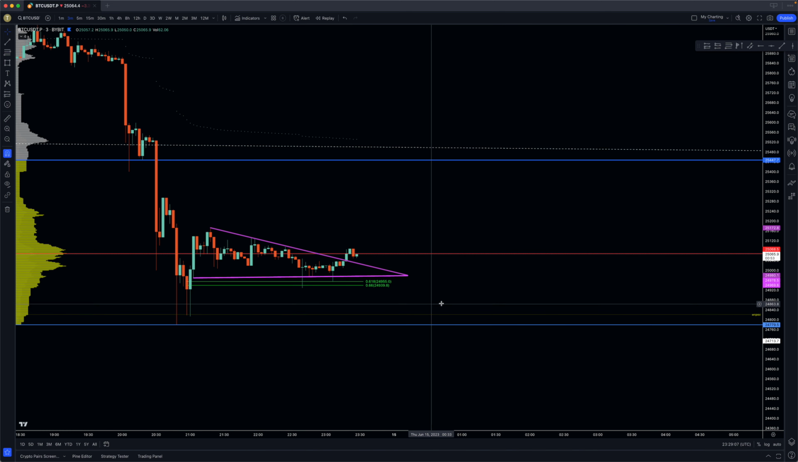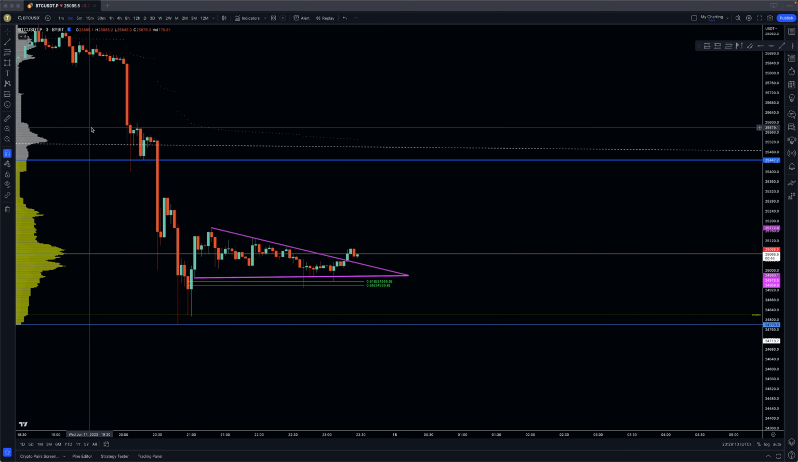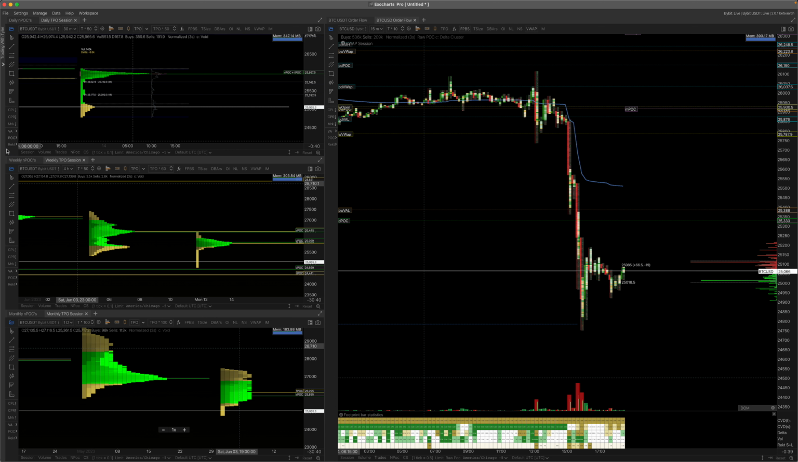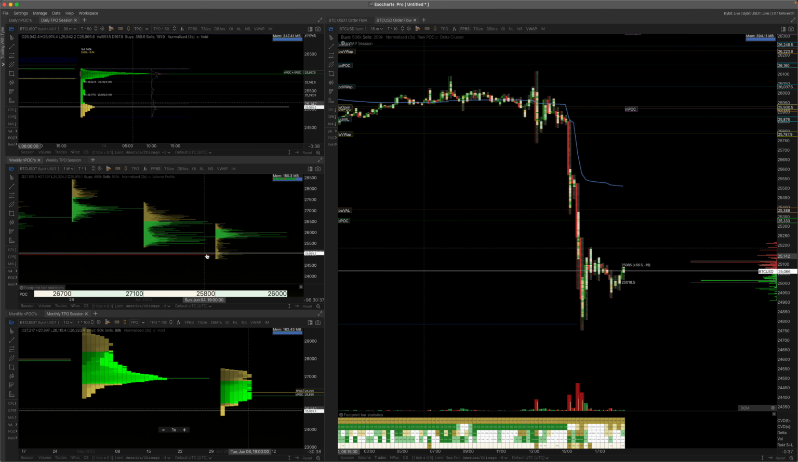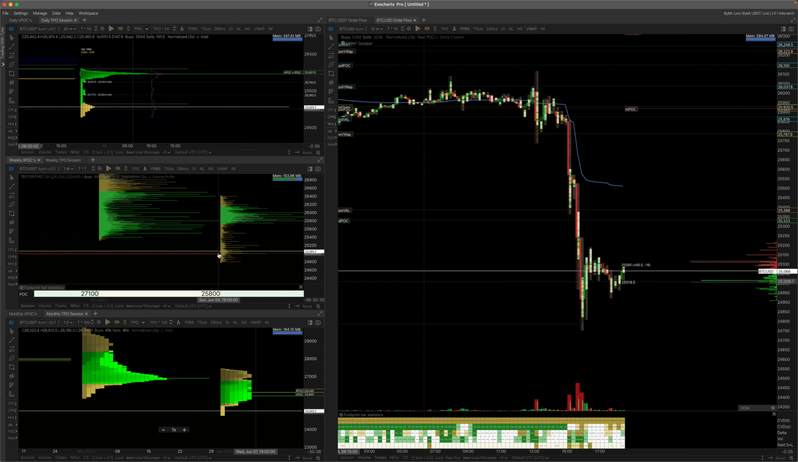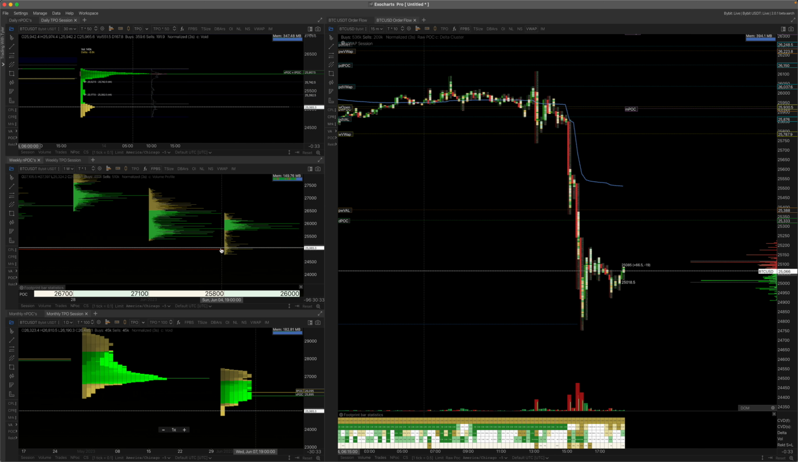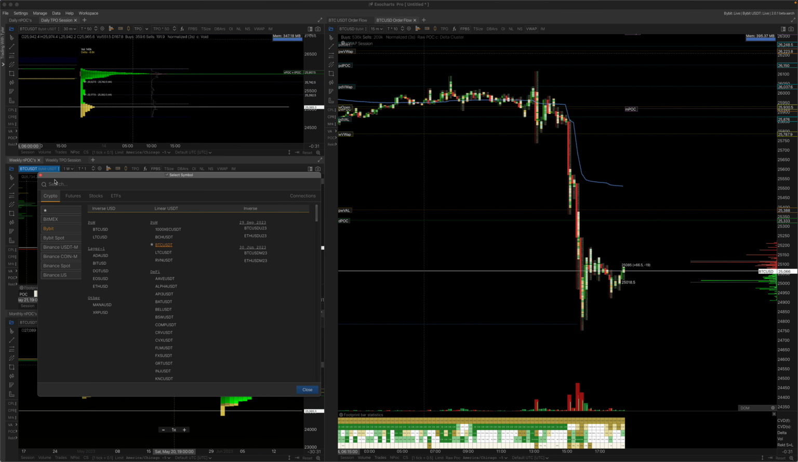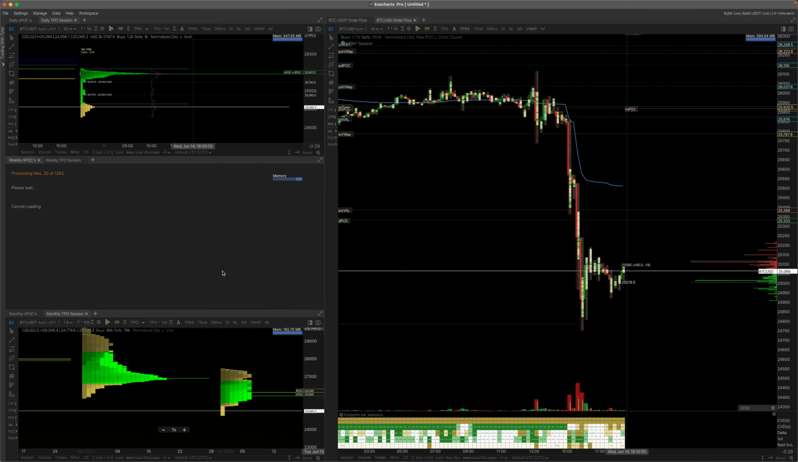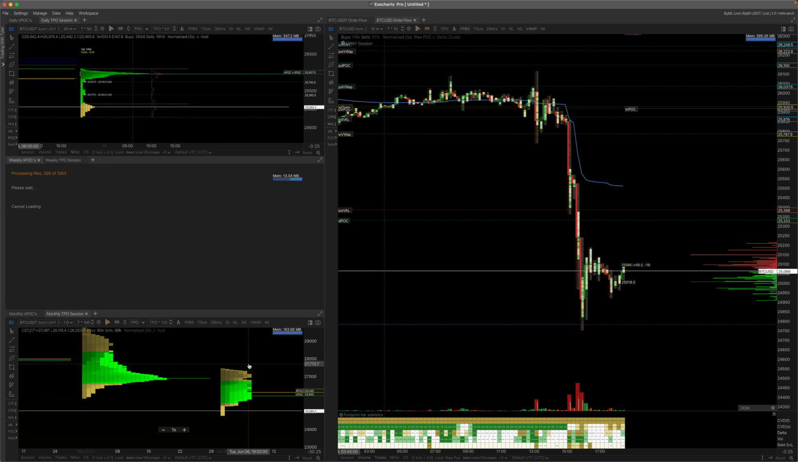This is also at 25,000 a point of control. It was a daily naked point of control on the USDT pair right here. You can see 25,065, and on the USD pair, this is our weekly naked point of control. And so it's important to be aware of both of those, both pairs.